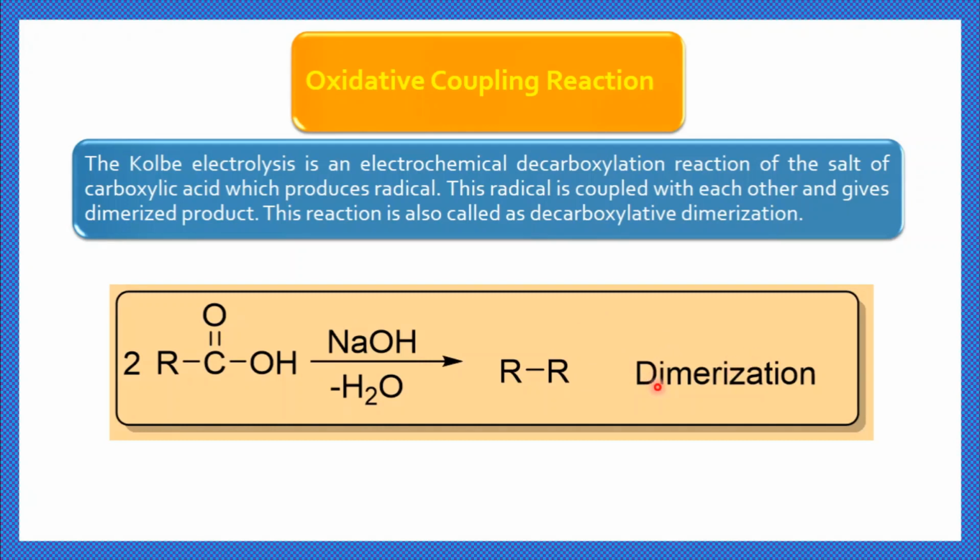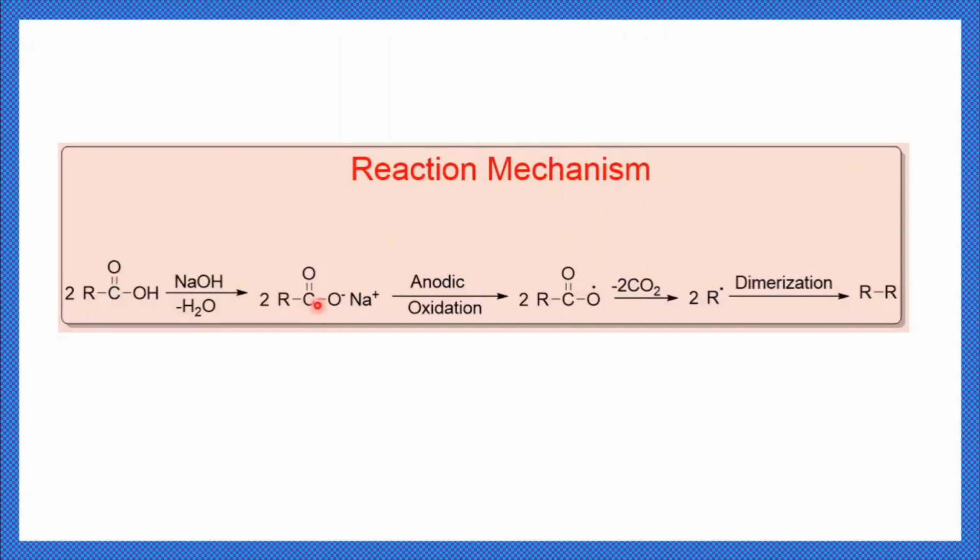Now let's move towards the next reaction. Let's see the reaction mechanism in the next slide. The reaction mechanism is very simple. You are using this carboxylic acid, and it reacts with sodium hydroxide. The role of sodium hydroxide is that it acts as a base, and the function of the base is to abstract the acidic proton.